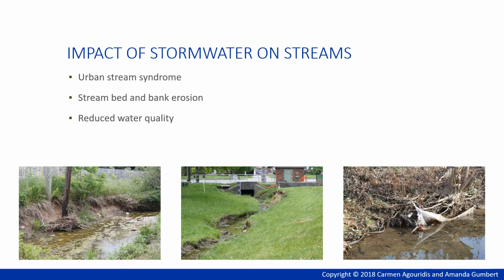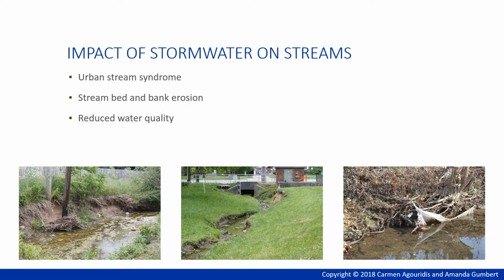Streams draining urban lands consistently suffer from urban stream syndrome, a condition characterized by flashy hydrology, elevated concentrations of nutrients and contaminants, altered morphology, decreased amounts of organic matter, and poor biotic richness. The volume and speed at which stormwater runoff reaches streams is impactful. The photo on the left shows an urban stream that has experienced a large amount of stream bank erosion, as evidenced by the freestanding pole.